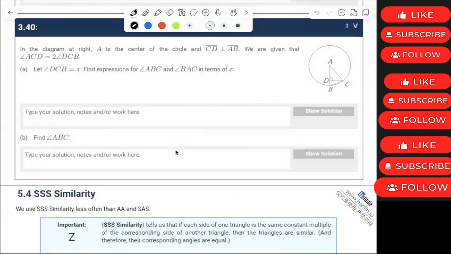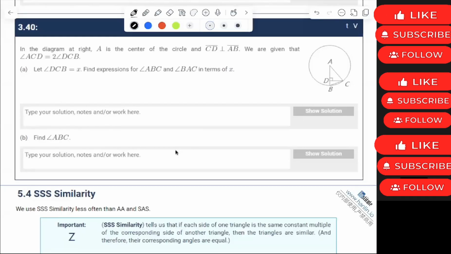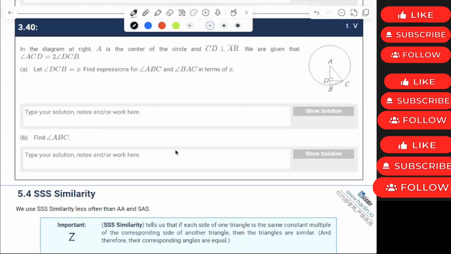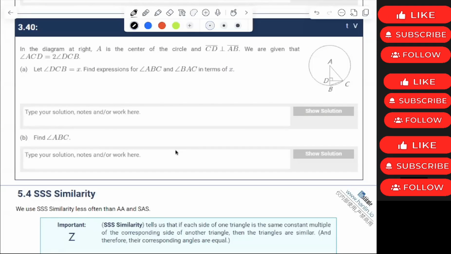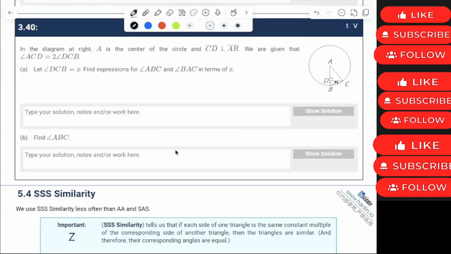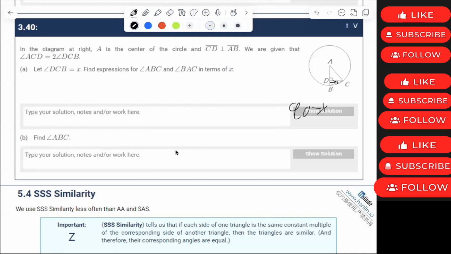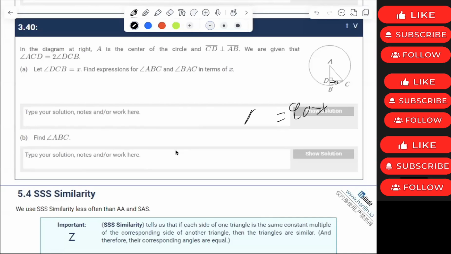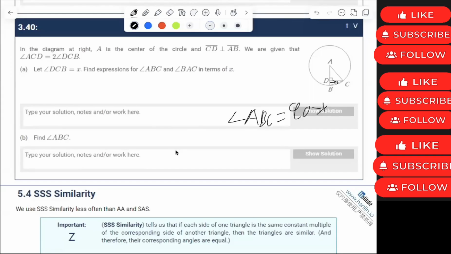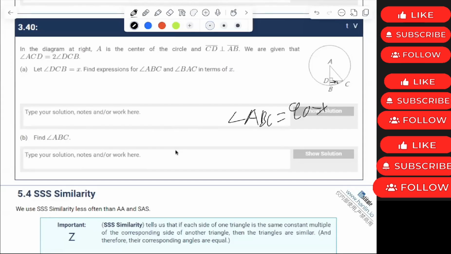Well, we have a bunch of 90-degree angles over here, so we might as well make use of this. How do we approach ABC? Well, notice that BAC is pretty obvious. We know that DCB is equal to X. This one's pretty obvious. It'd be 90 minus X for ABC. And then from here, we have ABC.